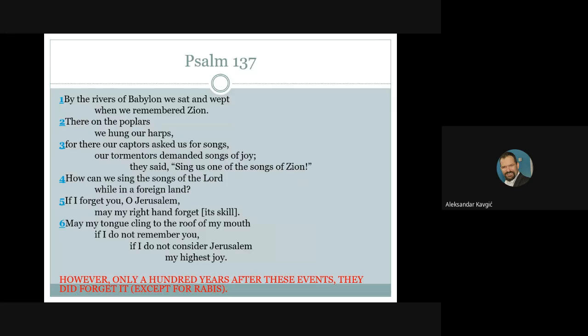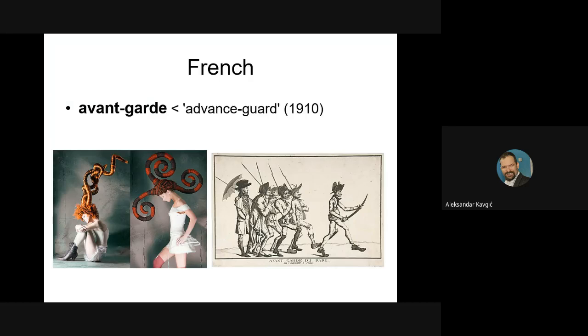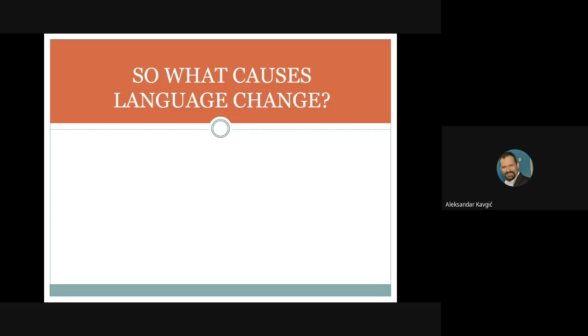Now, the big question here is, if you forget about these extremes, what causes language change? There's a lot of research done on this. This is actually the biggest topic still open in historical linguistics and sociolinguistics as well. What exactly causes language change?